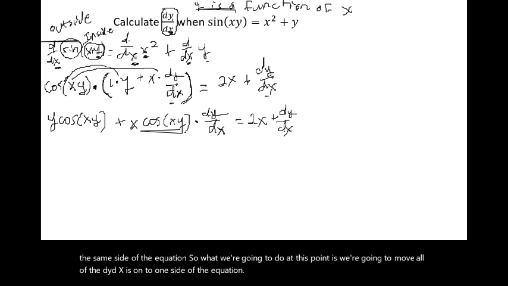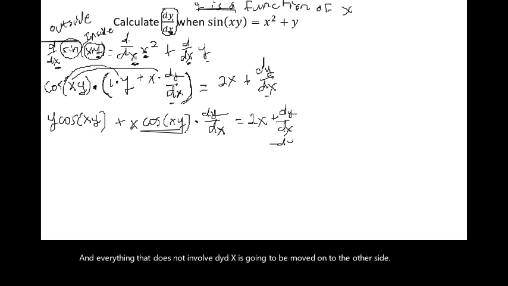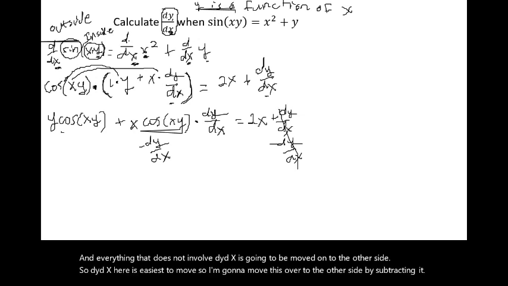It would really help if all of the dy/dx's were at least on the same side of the equation. So at this point we're going to move all of the dy/dx's onto one side, and everything that does not involve a dy/dx onto the other side. The dy/dx here is easiest to move, so I'm going to move it to the other side by subtracting it. And while we're at it, this y cosine of xy does not involve a dy/dx, so let's move this term over to the other side.